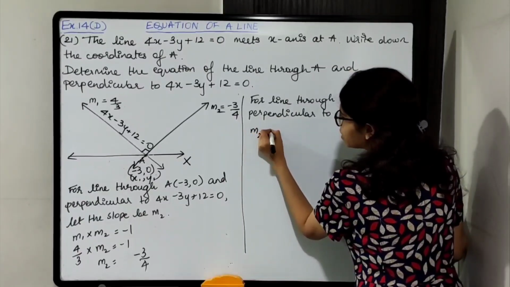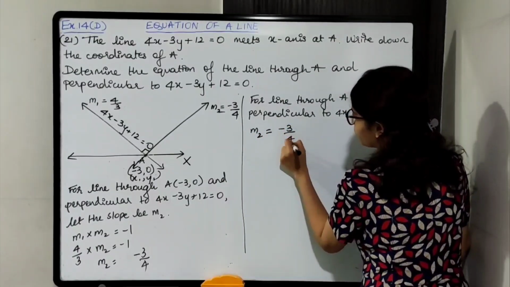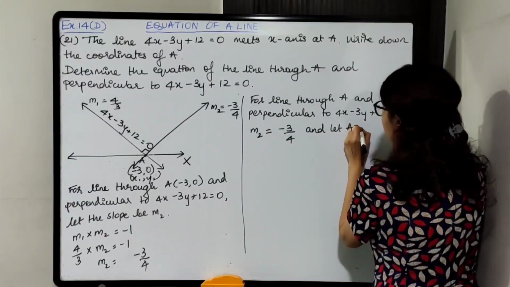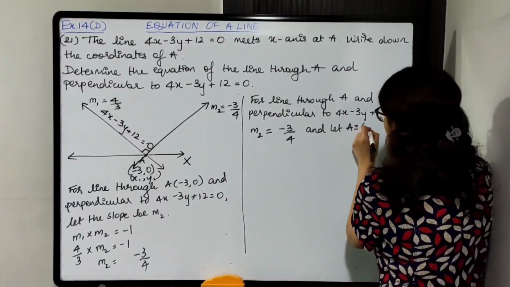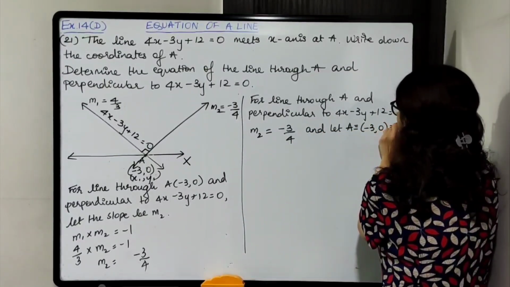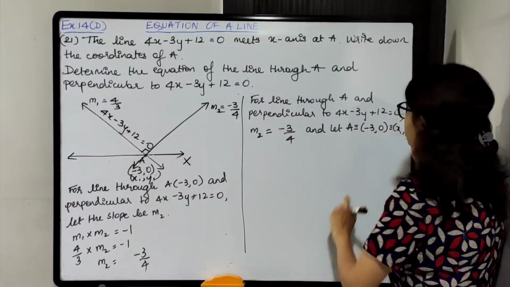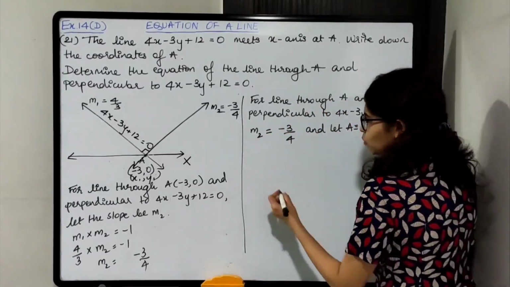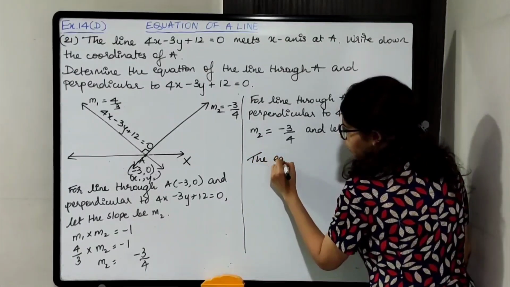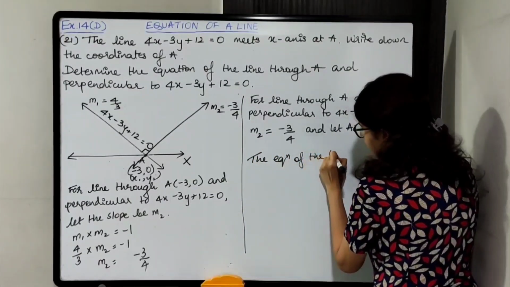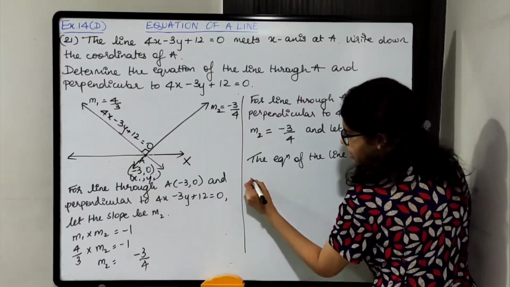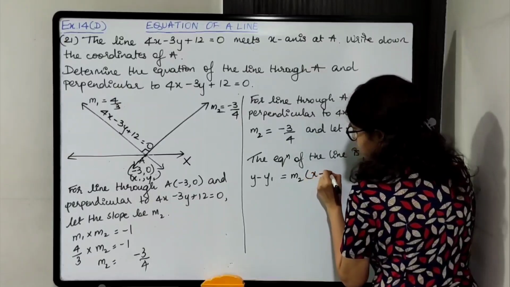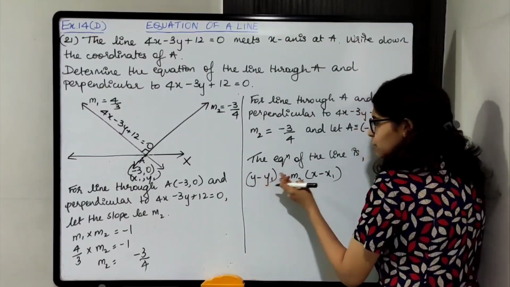The slope we have is -3/4, and let (-3, 0) be (x1, y1). So write this down: x1, y1, and m2, put them in the equation. So the equation of the line is y minus y1 equals m2 into x minus x1. Put the values of y1, x1 and m2.